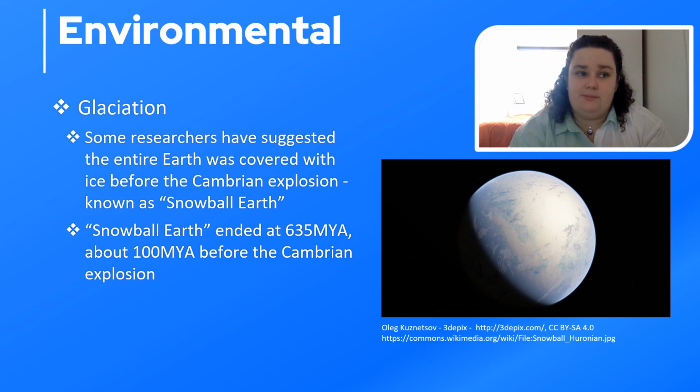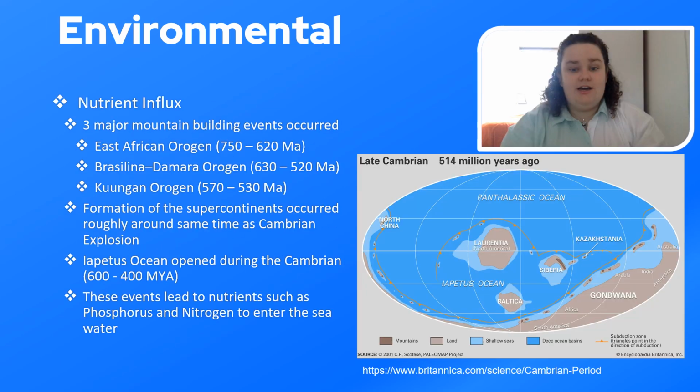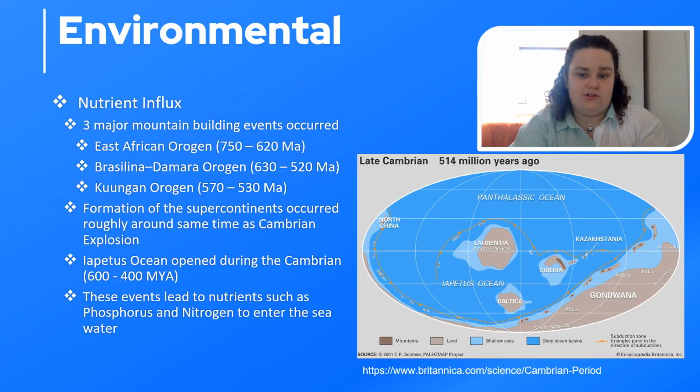before the Cambrian explosion. So the ice from the snowball Earth would have limited the amount of niches that would have been in the sea, and it would have blocked sunlight. So once the glaciation melted, more areas suddenly became available to exploit. So yes, that is a good point. However, we're unsure. And the final environmental trigger was the nutrient influx.